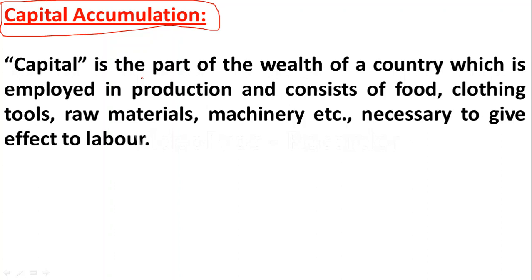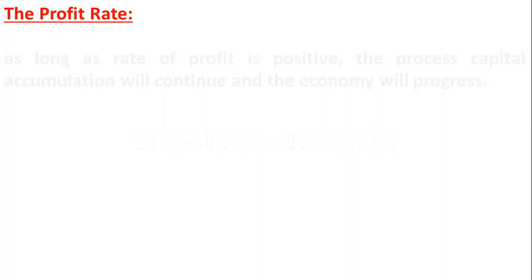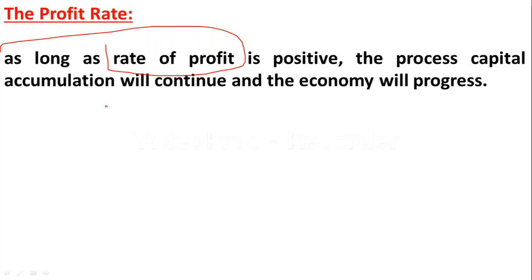Next, David Ricardo also stressed capital accumulation. Here also capital is part of the wealth. Capital means the wealth of the country that is employed in production, and this consists of food, cloth, tools, raw materials, machinery, and many other goods and services. As for the profit rate, please remember this: according to David Ricardo, as long as the rate of profit is positive, the process of capital accumulation will continue and the economy will progress. The economy is going to develop.